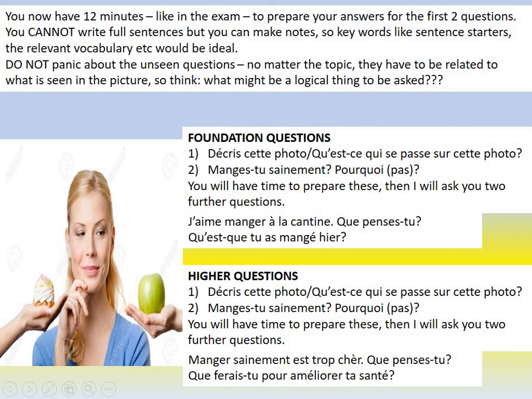So once again, remember the key components of answering a question when on the spot. Take from the question. Hier, j'ai mangé. Pour améliorer ma santé. And then whatever it is that you would do. So, just to make it clear, hopefully you can now see the difference between the two tiers. And what I would like from you is your written answers to those 4 questions.